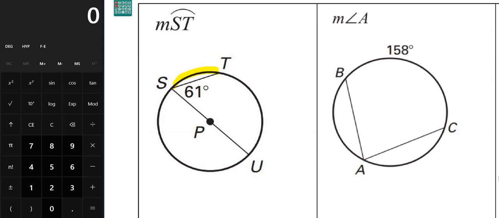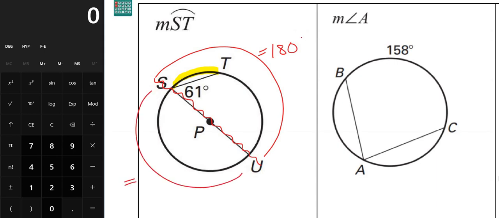First, notice that SU is a diameter. It's passing through the center of your circle, so this diameter is cutting your circle in half, which means the right side of that diameter is going to equal 180 degrees, and the same thing to the left. This section will equal 180 degrees. We're going to focus on the right because that's where our arc ST and our 61 degrees are.